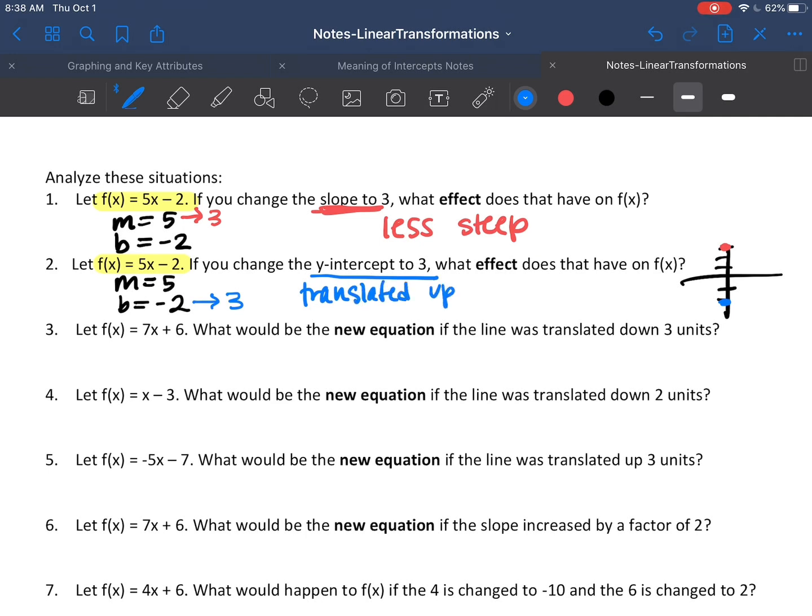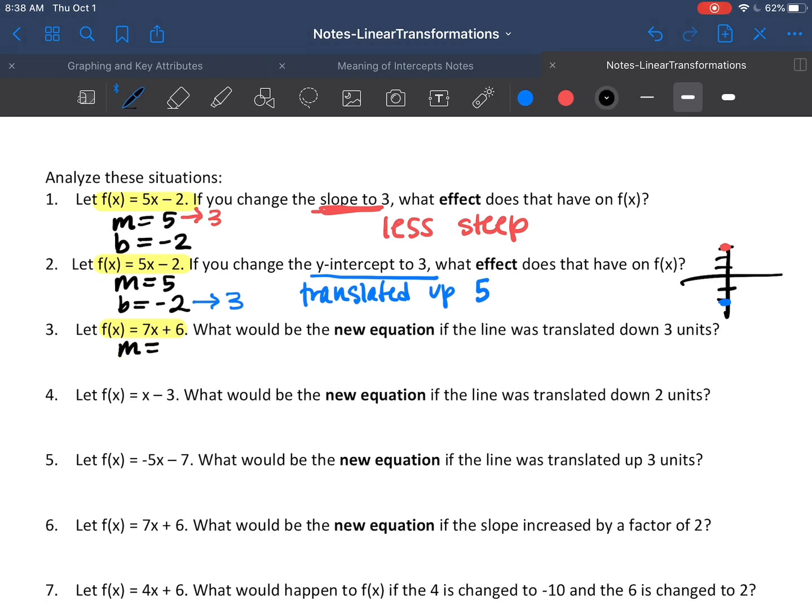up 5 units. Okay, if you need to, sketch that picture real quick. Don't try to just do the algebra. From -2 to +3, it's translated up 5 units. Don't say 1.